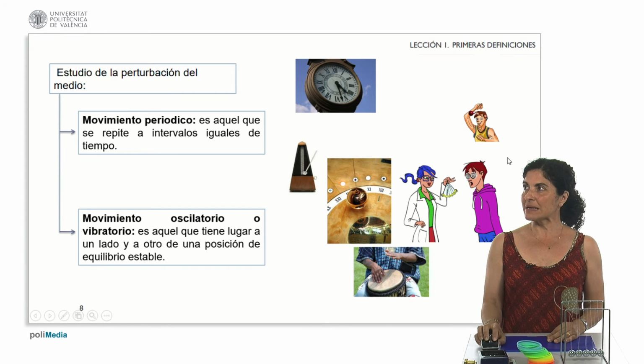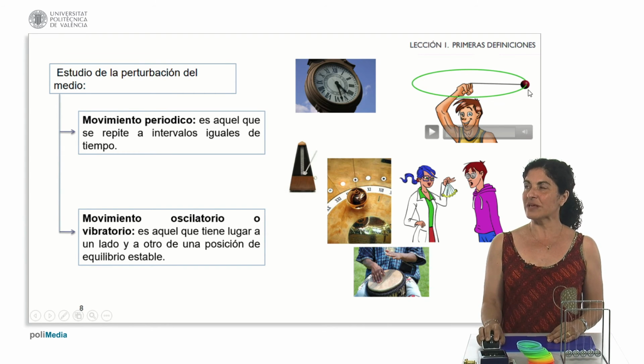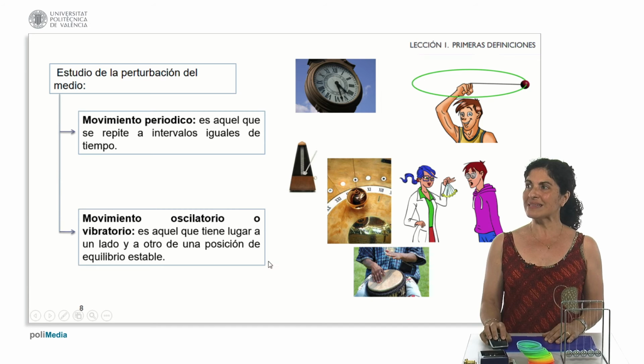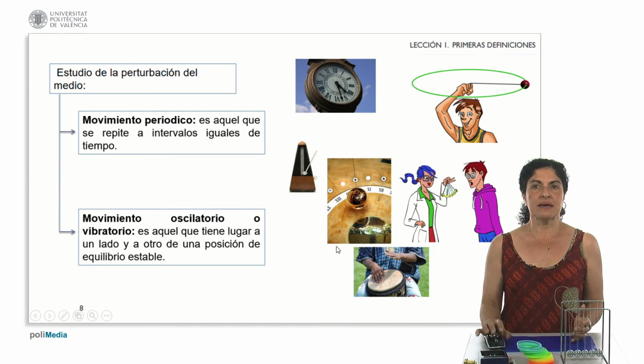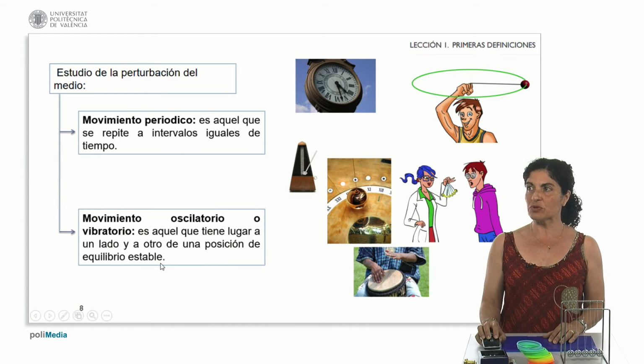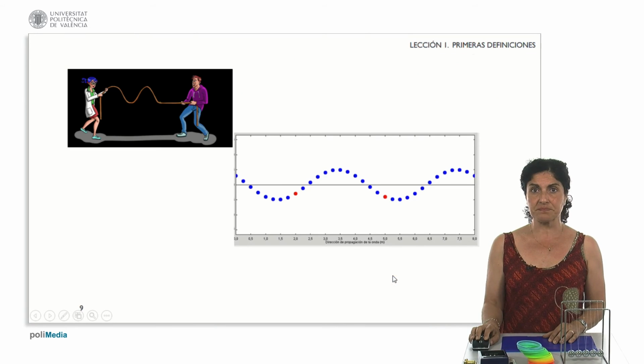I want the trajectory of that ball to be represented here, but in an oscillatory movement, it does not have to be a circular movement. In the oscillatory movement, I am taking the system out of its equilibrium position, and in that case it is going to oscillate from one side to the other with respect to that equilibrium position. I have that movement in the metronomes, in the pendulums like here and here, or also in the vibration of the membranes of the drums.